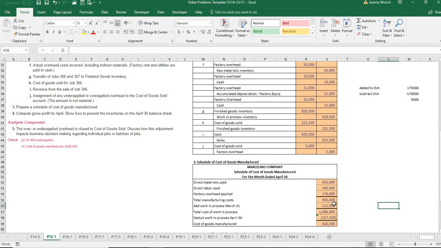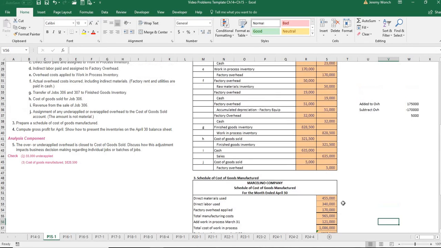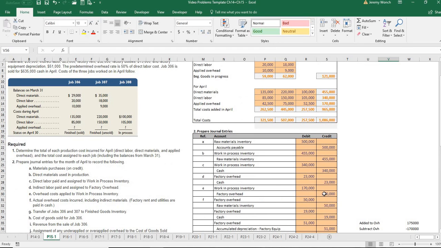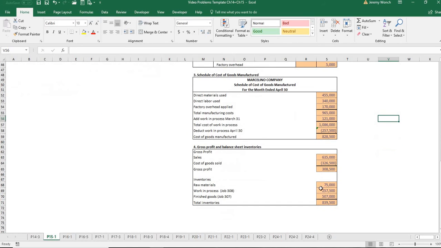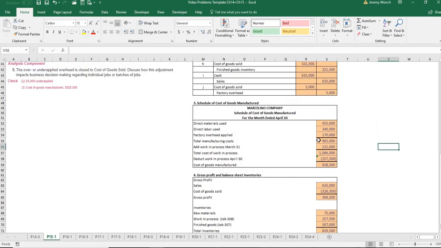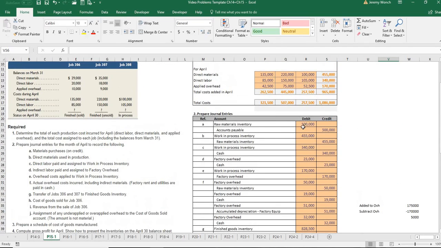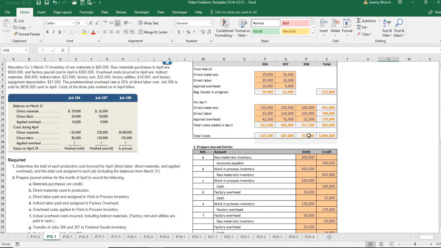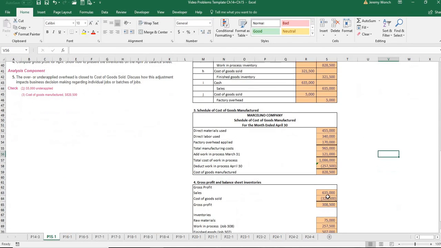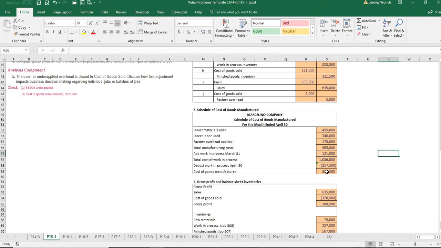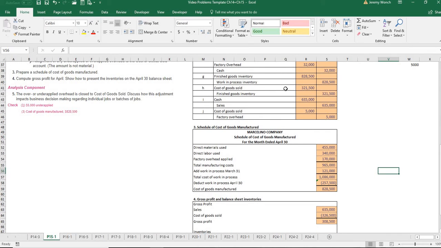We want to add in our work in process from the beginning, and so that was up here for the 121,000 we started the month with. And then we want to subtract out what we ended with. And so what we ended with was just that job that we didn't finish, which was job 308 at 257,500. Subtract that out, and that's going to give us our total cost of goods manufactured of 828,500. And hey, that actually matches what we moved over to finished goods right here.